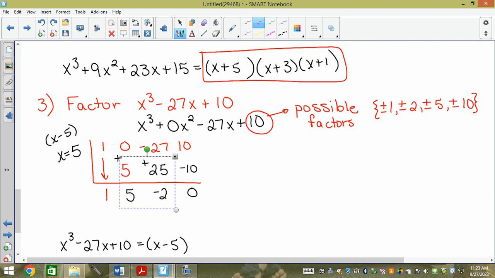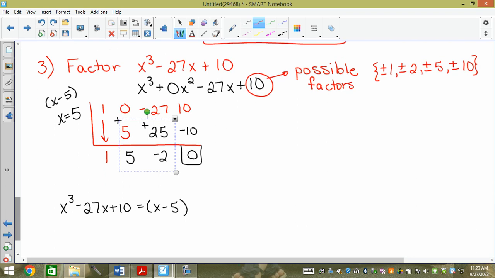Add it is 0. This is actually the best thing ever because I have 1x squared plus 5x minus 2. What multiplies to give me negative 2 and adds to give me 5? Nothing in the world. I can't factor it. So if I can't factor it, that is my factor. It is just x squared plus 5x minus 2. I can't factor it any further.